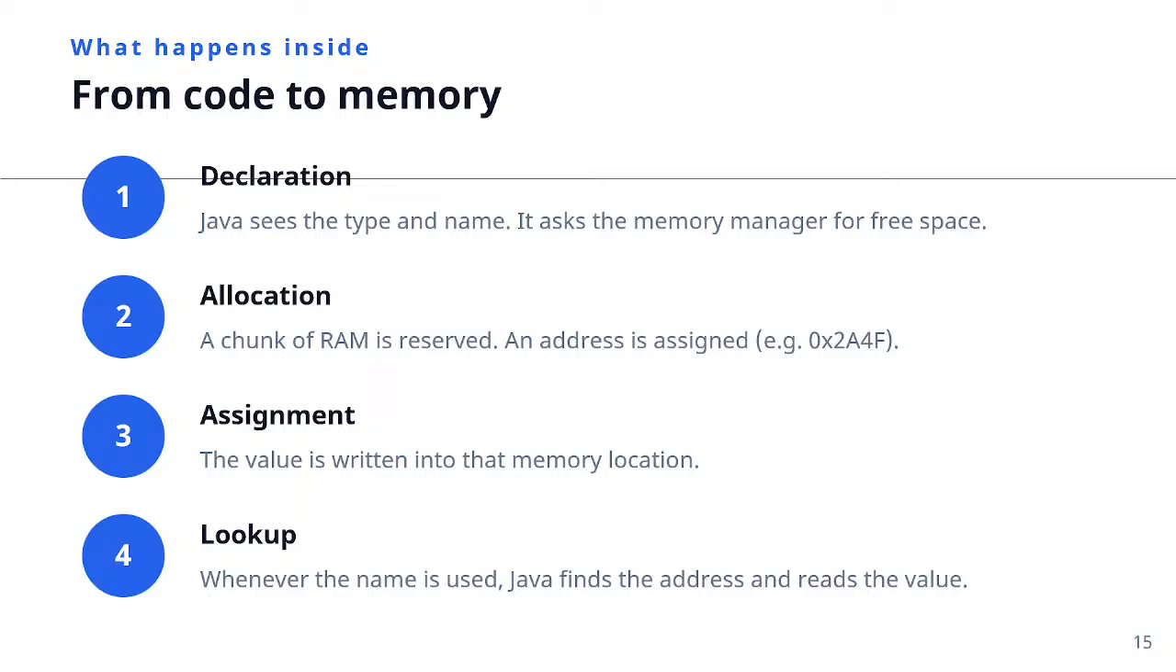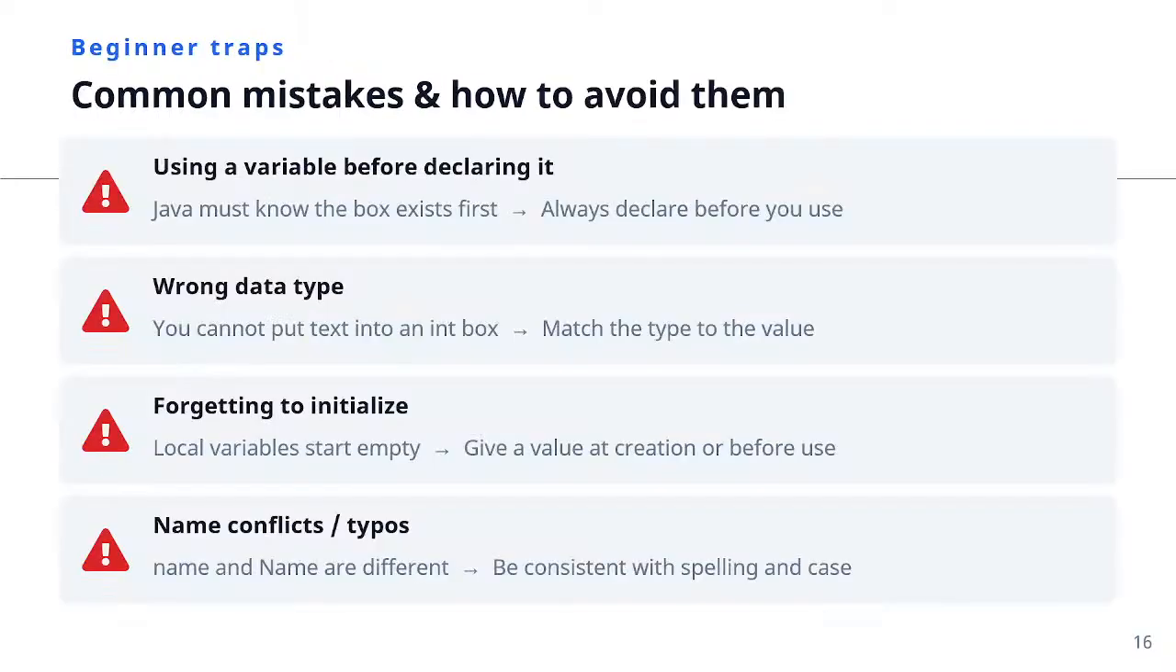Okay, this is a very simple way of explaining a variable, and here are the most common beginner mistakes while coding. First, trying to use a variable before declaring it, second, putting the wrong type of data, like text into a number box, and third, forgetting to give an initial value, and fourth, spelling or capitalization mistakes like name versus Name.